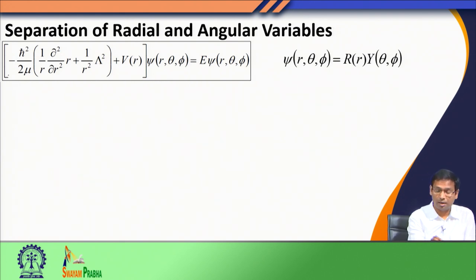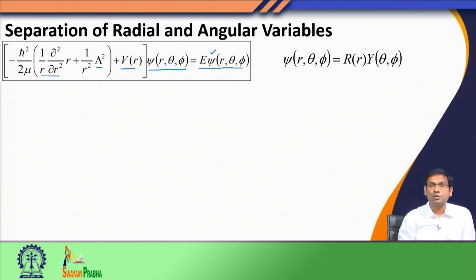When we do this, we write down again the same Schrodinger equation that we had. This is the minus h bar square by 2 mu, this is the radial part, this is the Legendrian, the potential energy, which is a Coulombic interaction, the wave function, now it shows r theta phi, and the right hand side is E psi. Now, the task at hand is to find out what this psi is.